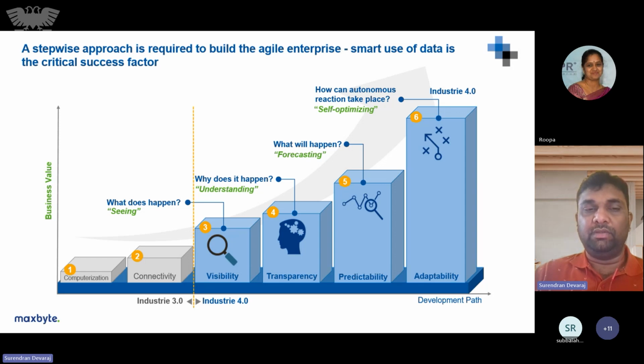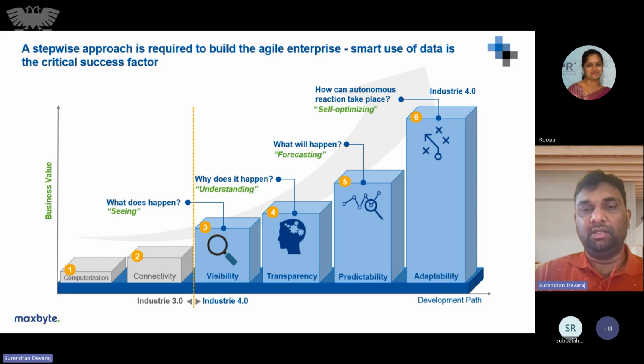So we have 6 stages of digital maturity level, where the first two levels are computation and connectivity, where we connect the machines or the assets in the factory and start getting the data from them. Once we are able to connect all the assets, or the key critical machines inside the factories or the products, then we enter the stage of visibility, where we can see what is happening in the system.